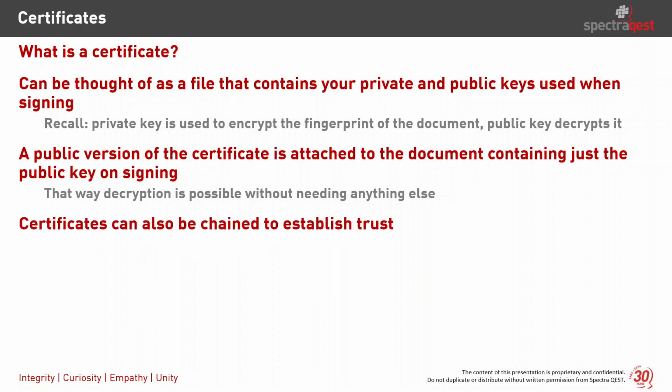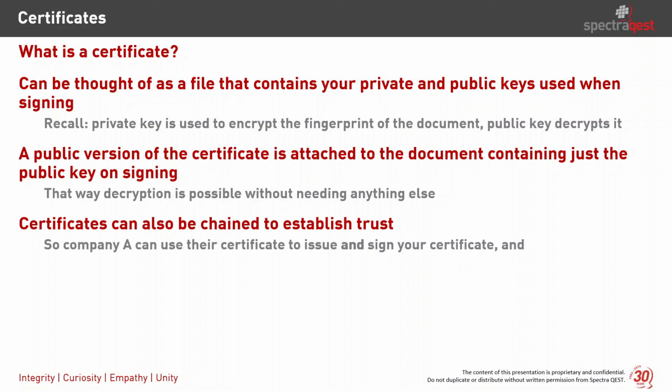Now, the important thing is that certificates can be chained to establish chains of trust. Much like you sign a document with your certificate, a certificate authority can use their certificate to sign your public certificate. And in that way, they are basically saying, we vouch for the fact that this public certificate belongs to the person or individual named on the public certificate.